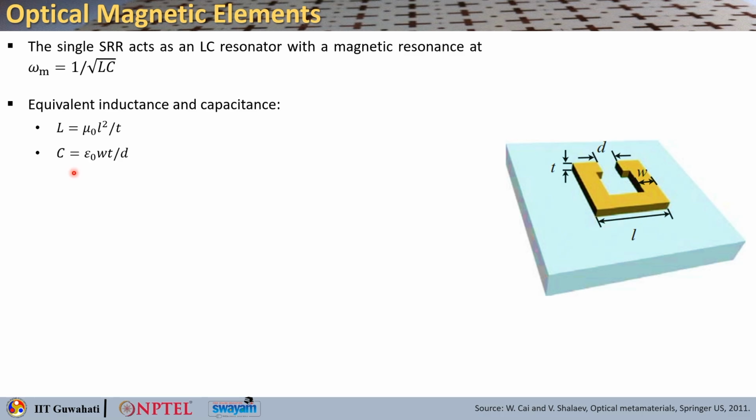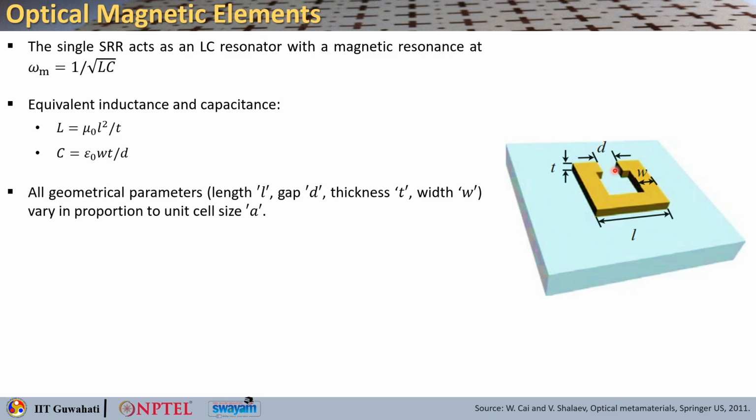And the capacitance C is basically coming from epsilon naught, W is the width, T is the thickness, d is the gap between the split. Okay. So, what you see here is that all these physical parameters are giving you equivalent inductance and capacitance, and that determines the magnetic resonance frequency of your split ring resonator.